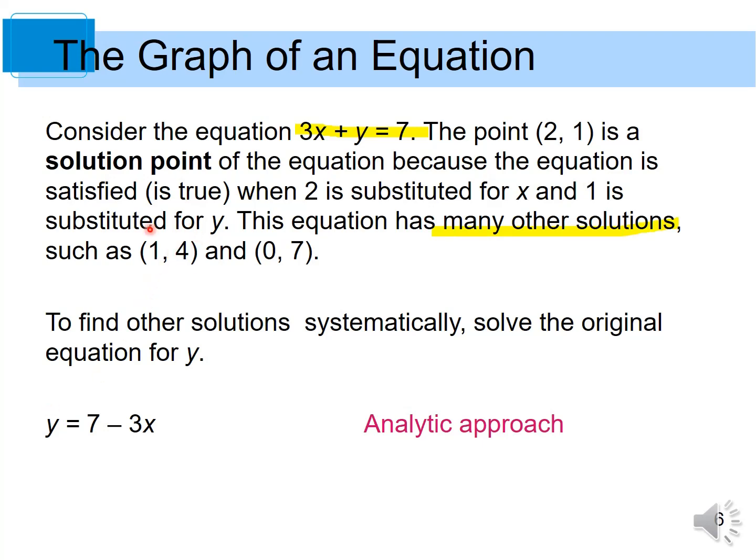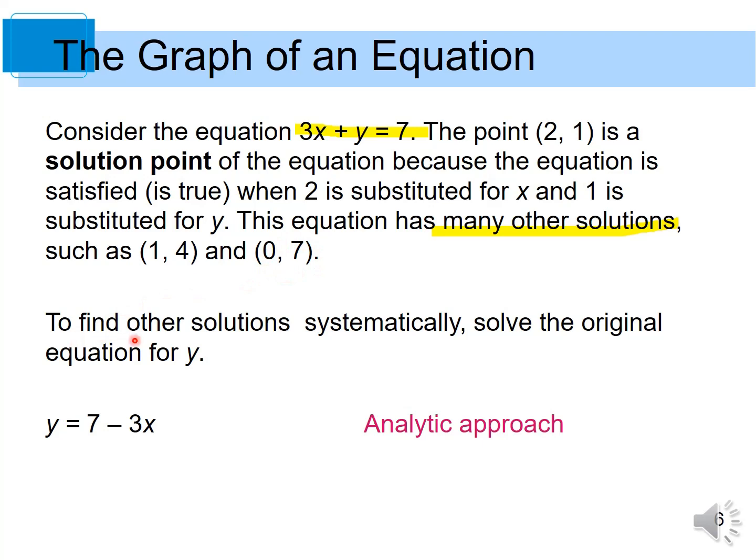Now we test the first point. You substitute the 1 into the x variable and the 4 into the y variable. So we have 3 times 1, which is 3, plus 4, which produces 7. So we say this point is a solution point. And student, you can verify whether the second point is a solution point or not.